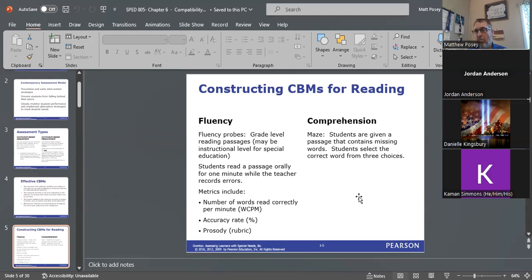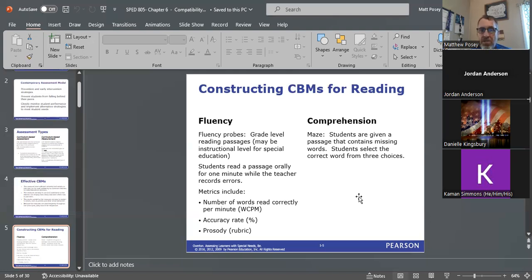So the fluency probe or testing instrument, we want to make sure it's on grade level or instructional level if that student's already on an IEP. Okay, so for an example, students can read a passage orally for 1 minute while the teacher records the errors. Okay, so basically you would look at number of words read correctly per minute, come up with an accuracy rate. Okay, that gives you your fluency score.